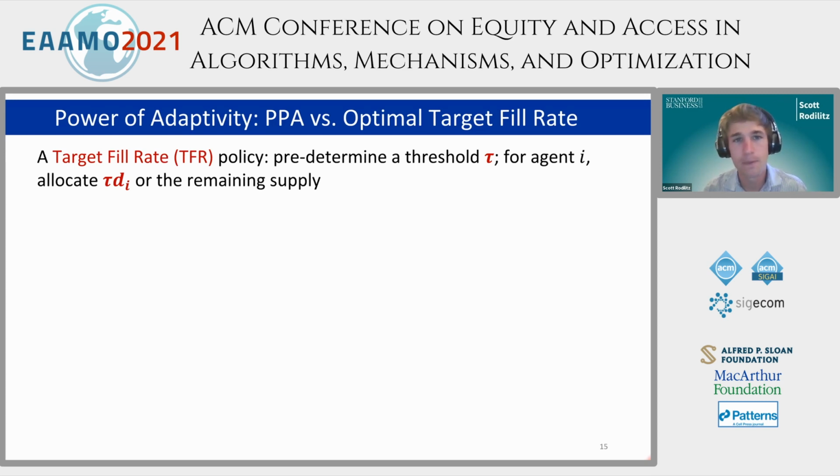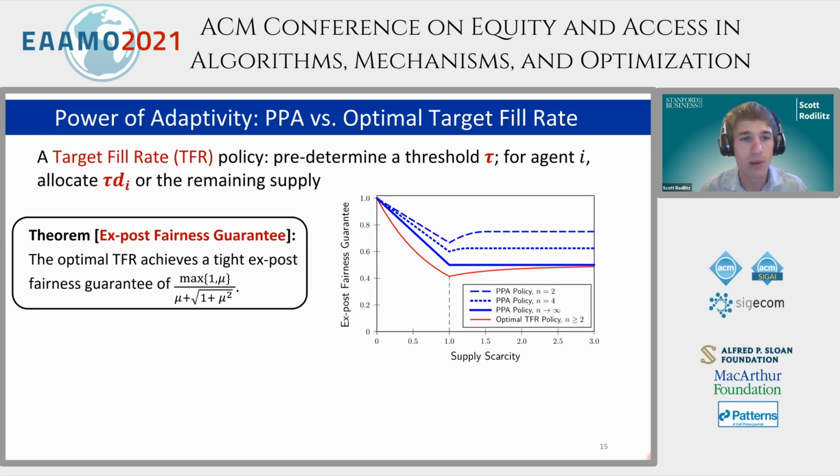fill rate policies, which work by predetermining a threshold tau and then aiming for a fill rate of tau until supply runs out or until all of the agents have arrived. So you can think about optimizing over tau, in which case you get what we call the optimal target fill rate policy. And in the paper, we're able to exactly characterize the performance of this optimal TFR policy. So in all cases, it's strictly below the performance guarantee of our PPA policy.